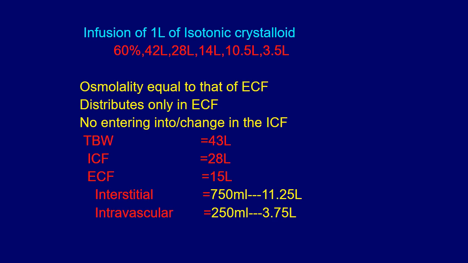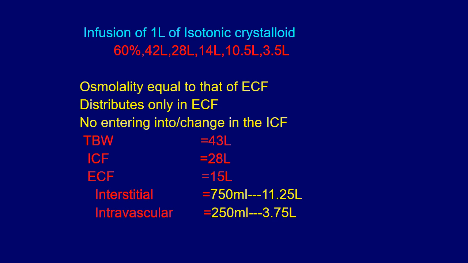And out of that extracellular compartment, roughly 75% is in the interstitial compartment and 25% in the intravascular compartment. If you can remember that, that's fine. Right, so the solution you are infusing now is an isotonic crystalloid like normal saline. Hence the osmolality of that solution is equal to that of extracellular fluid, roughly equal to serum. So it distributes only in the extracellular fluid, and it would not enter the intracellular fluid or change its composition.